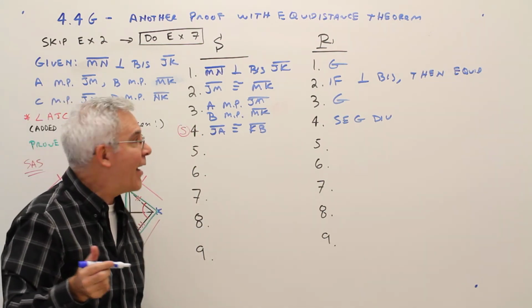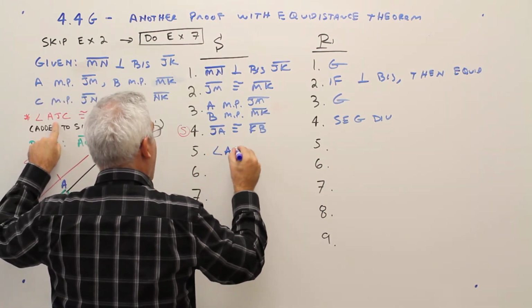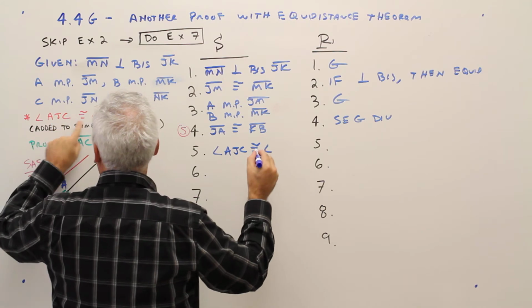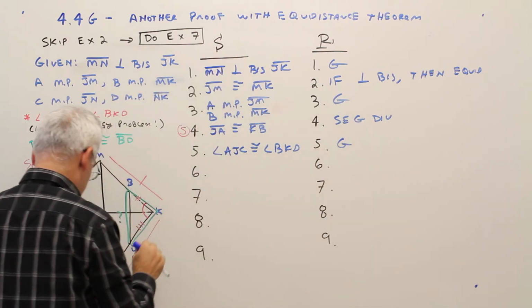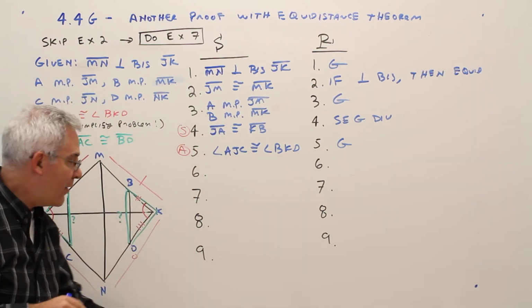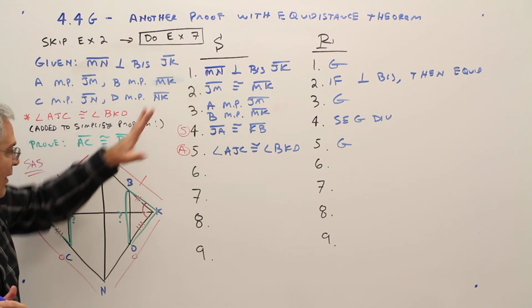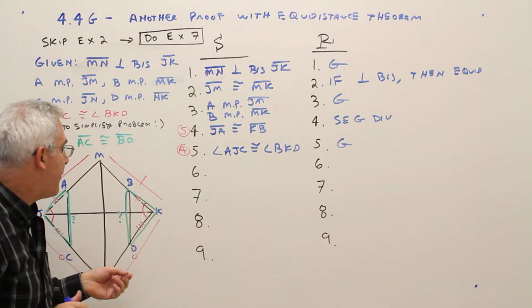Then I'll go with the angles that was given. Angle AJC congruent to angle BKD, given. Now all I've got to do is repeat that same process here below. You might want to try that yourself. I'll do it right now.